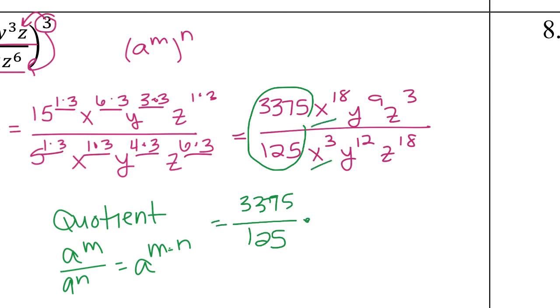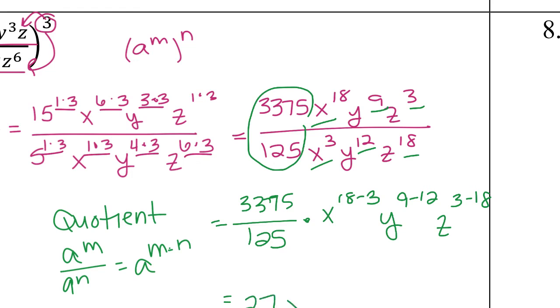Okay, I see an x on the top and the bottom. So x to the 18 minus 3, y to the 9 minus 12, and z to the 3 minus 18. So let's clean up. So 3,375 divided by 125 is actually just equal to 27. X to the 18 minus 3 equals x to the 15th. Y to the 9 minus 12 makes y to the negative 3. Z to the 3 minus 18 makes z to the negative 15th.